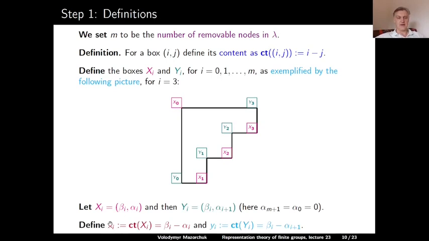So now we define the small x_i as the content of the box capital X_i. Due to our notation for coordinates, small x_i is equal to beta_i minus alpha_i. And similarly, we define the small y_i as the content of the box capital Y_i, which is then beta_i minus alpha_{i+1}.